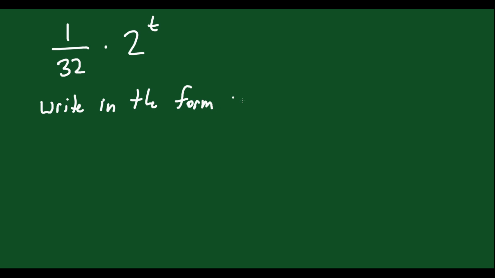We're given 1 over 32 times 2 to the t. So this one's not too complex, but we want to write it in the form a times b to the exponent t over 10 minus 1. So the exponent here is kind of simple, but we're going to make it kind of complex. We're kind of doing the opposite of the last question. So how could I do this?